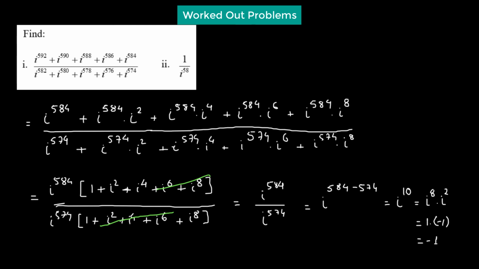Now, for the second part, this is a much simpler one, so I'm doing it here. So we have 1 divided by i raised to the power of 58. So what we do is consider the value i raised to the power of 60. Now this is going to be equal to 1, because we know that 60 is a multiple of 4, and i raised to the power 4 raised to some multiple is always going to give us 1. So we have i raised to the power of 60 divided by i raised to the power of 58, which is equal to i squared, and the final value is negative 1.